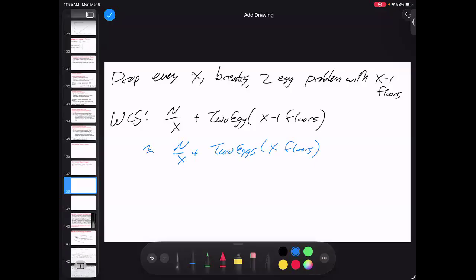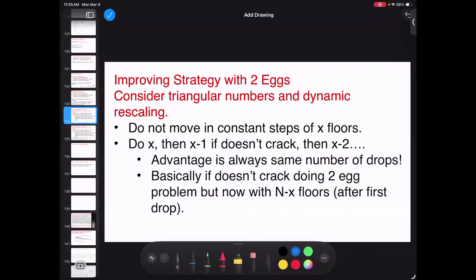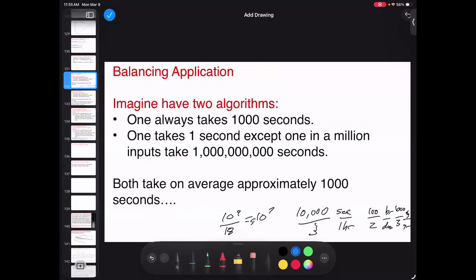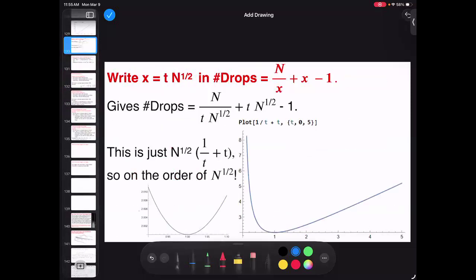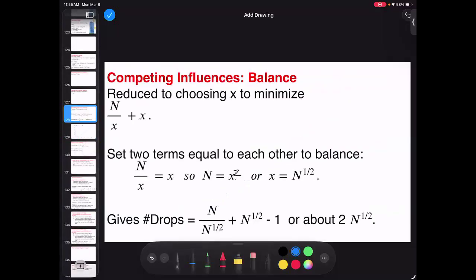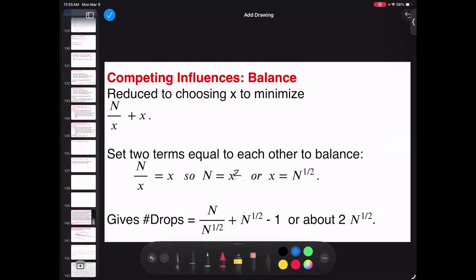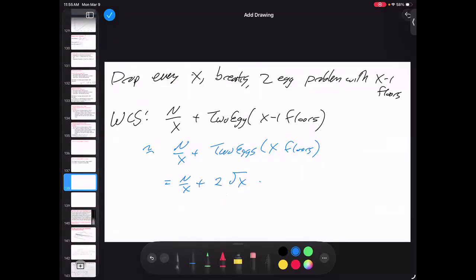And so this is going to be n over x, and then we just showed it was 2 times the square root of x, and then there might have been a plus 1. So there was a minus 1 at the very end. It's 2 squared. But the minus 1 doesn't matter. And so I need to minimize n over x plus 2x to the 1/2.